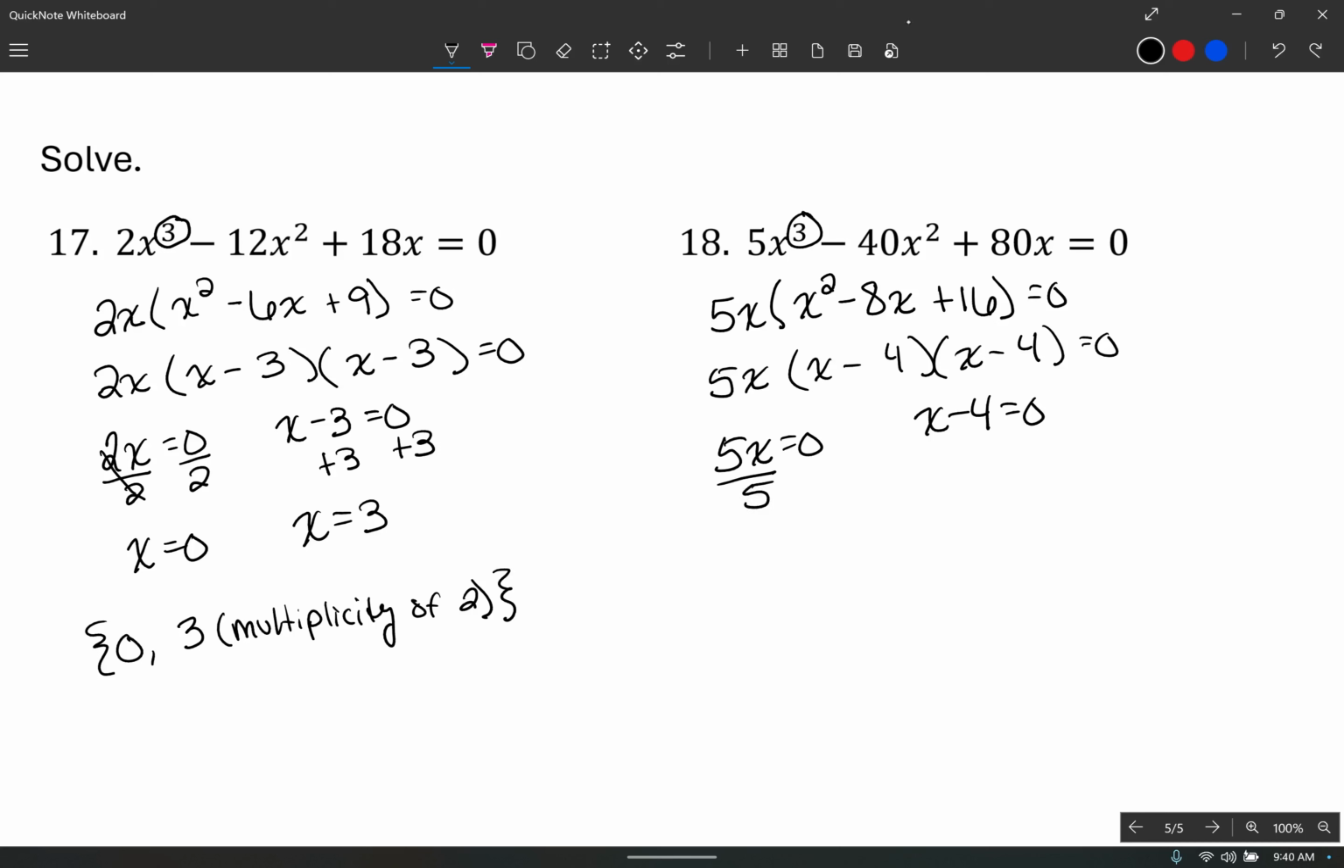So we'll set the factors equal to 0 and solve. So when I divide by 5, x equals 0. I'll add 4, x equals 4. So my solution set is 0 and then 4, and I'm going to abbreviate here, which has a multiplicity of 2, and then you have your 3 answers.